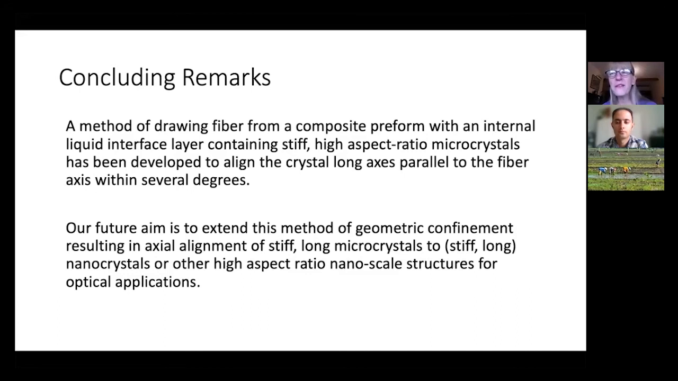So we're hoping for some collaborators. We're mostly interested in optical applications, but we're wondering if there are any biomedical engineers that might have some biomedical applications in mind. But just really excited because at least I have not seen in the literature methods that allow you to align such small scale structures over really big macro lengths.